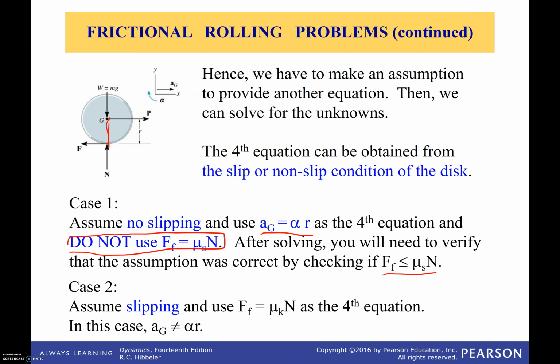The second case is when they're slipping, and when they're slipping, this point here is moving, right? And then there is a kinetic friction, and we use this equation for the kinetic friction. And this is no longer true. Those are the two cases.